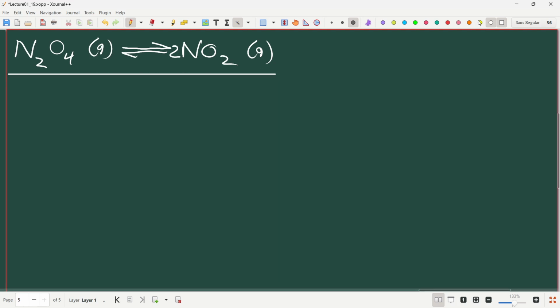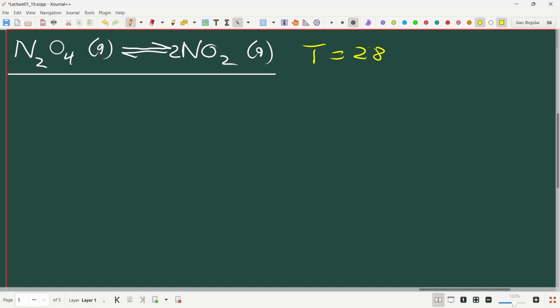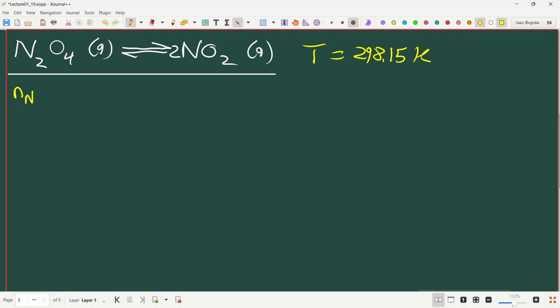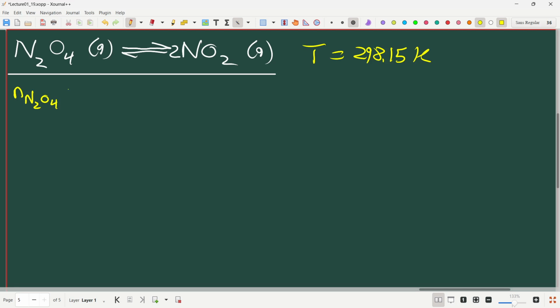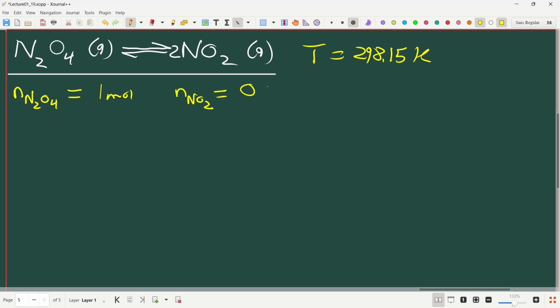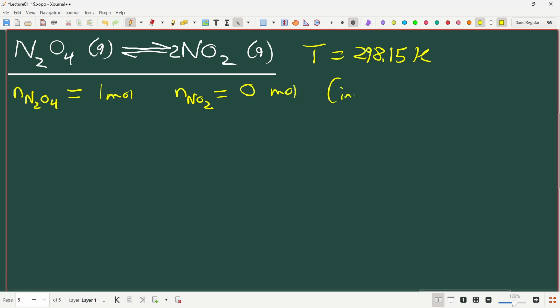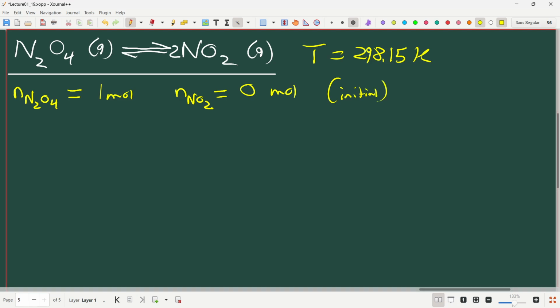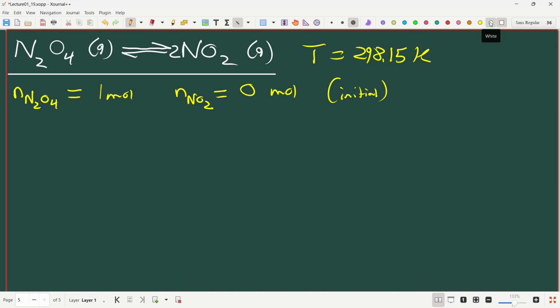Okay, so let's again define our setup. So first we'll let T be 298.15 Kelvin. We'll come back to pressure in a second. Okay, so let's start by just having a little bit of N2O4. Our initial conditions, we're going to have 1 mole of N2O4 and no moles of NO2. Okay, and now we're going to let the system equilibrate.